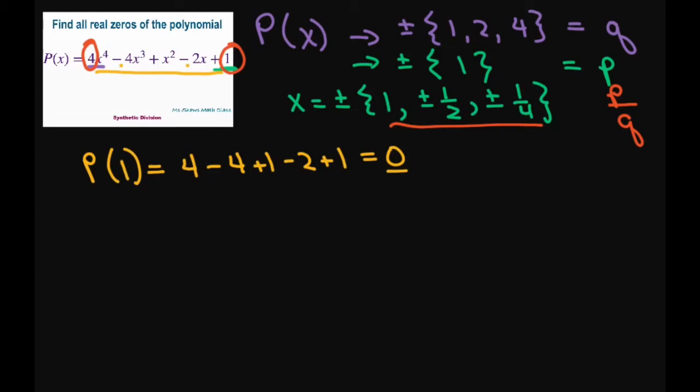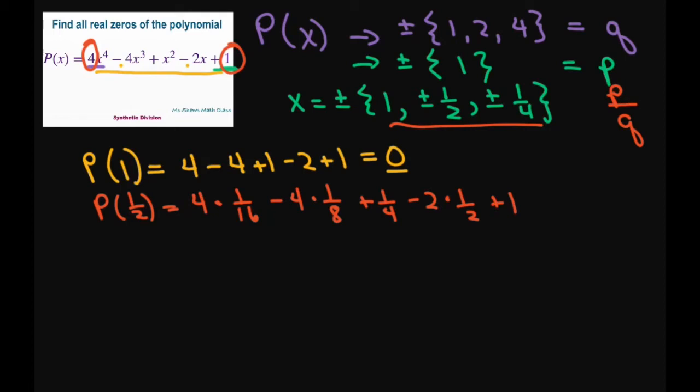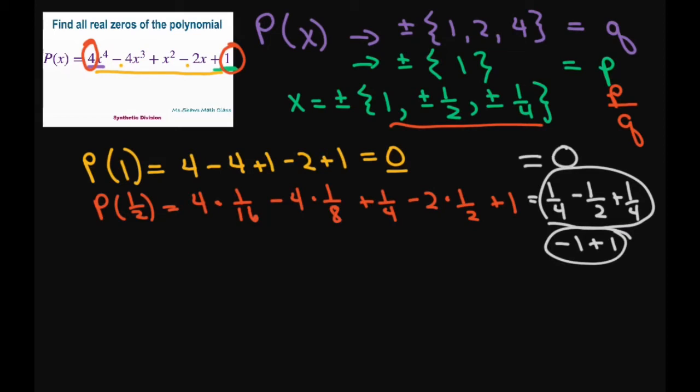And another one I'm going to try is P of 1/2. And this would give you 4 times 1 divided by 16 minus 4 times 1/8 plus 1/4 minus 2 times 1/2 plus 1. And this is going to give you equals 1/4 minus 1/2 plus 1/4, and then we're going to have minus 1 plus 1. So this all equals 0, this equals 0. So this equals 0 as well. So here we already have 2 rational zeros because it equals 0. So now let's see what we get, because we're going to have to factor this to get all the zeros.